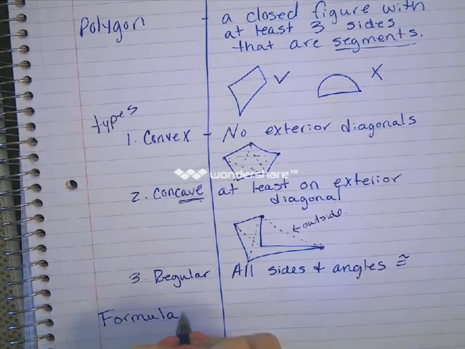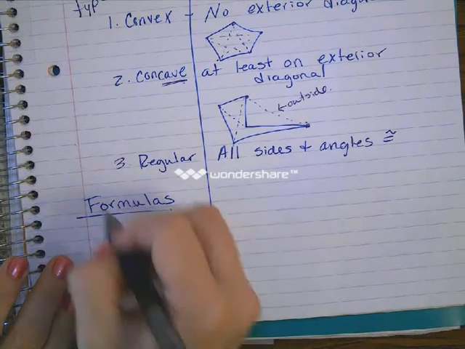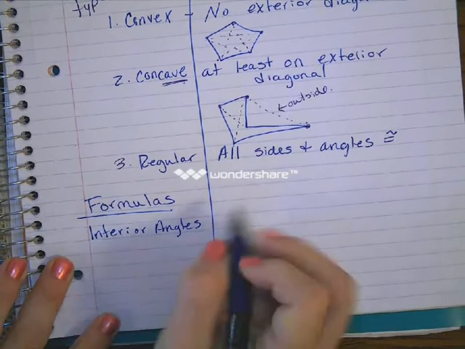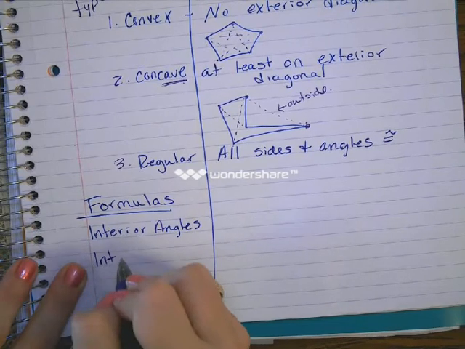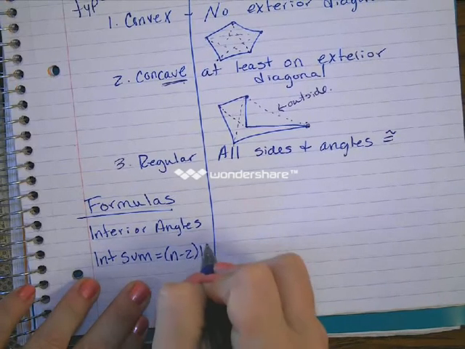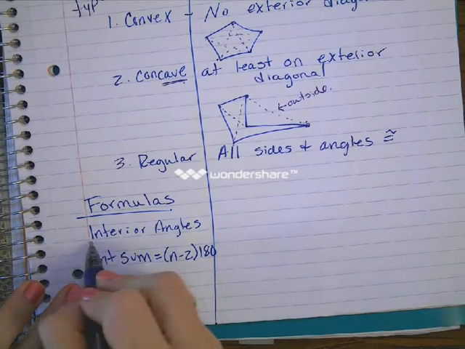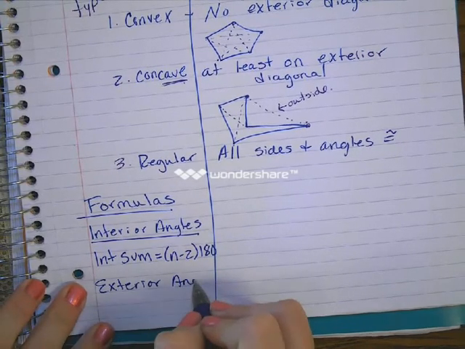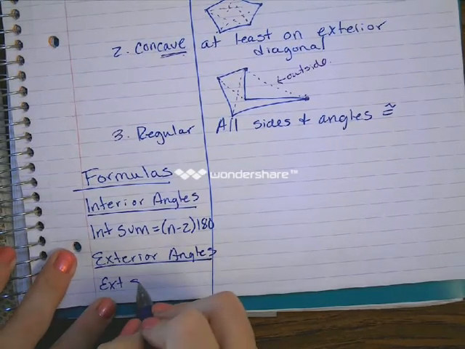We have 2 formulas that you need to know for polygons. Interior angle. The interior sum of the angles is equal to n minus 2 times 180. The exterior sum is always equal to 360.